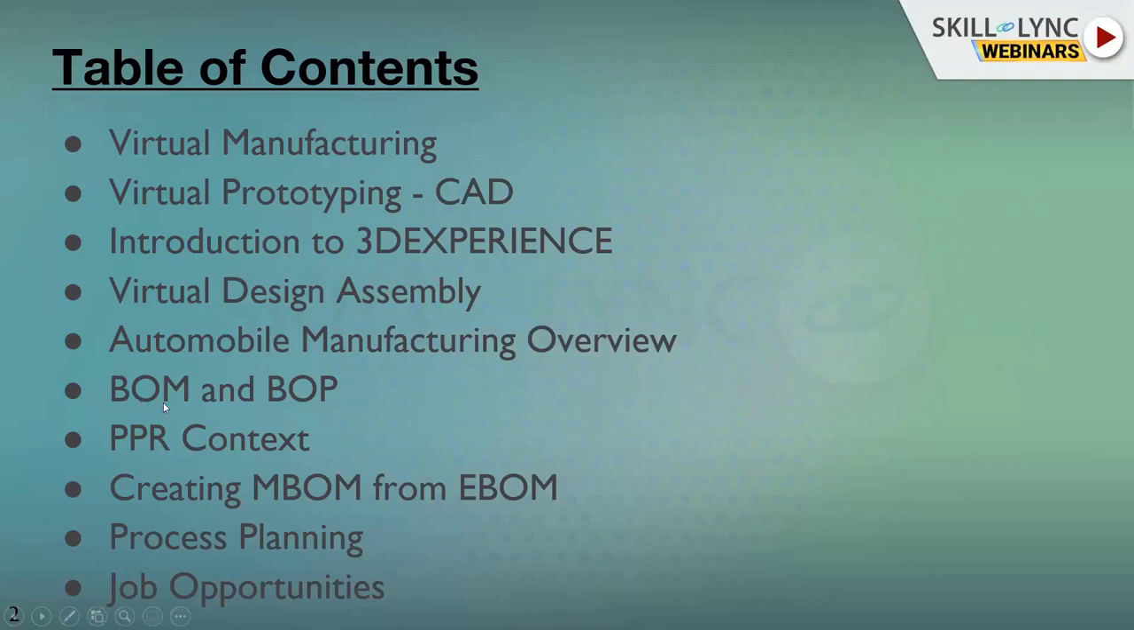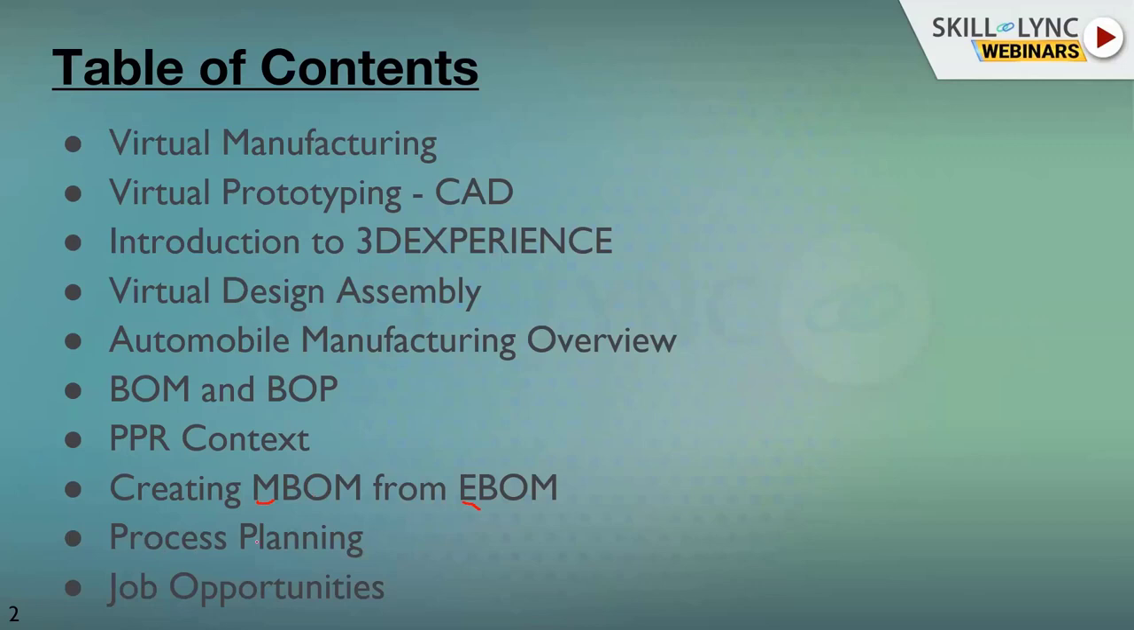We will go through bill of materials and bill of processes, and then we will talk about a PPR context, which is the product process resource context. PPR context is something that is available within 3D experience. Then we will talk about creating the MBOM and EBOM. What is an MBOM and EBOM? From the bill of materials, we have an extension: E standing for engineering bill of materials and M standing for manufacturing bill of materials. We will talk about EBOM, and how we can create MBOM from the EBOM. What is the difference between them?